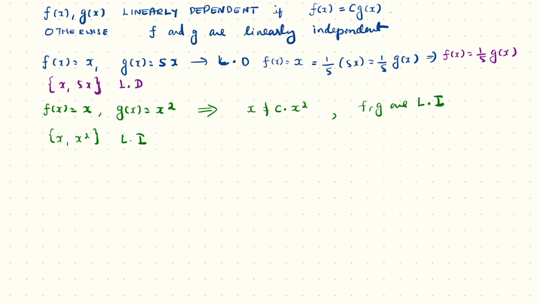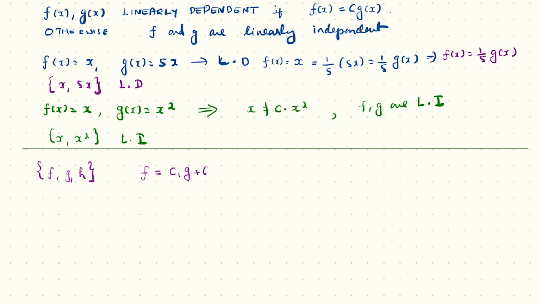What if you have three functions together? The answer is very simple. If you have three functions in a set, let's say f, g, h, we say this set is linearly dependent if you can write one function, it does not have to be f, as a linear combination of the other two. If that happens, this is linearly dependent. Otherwise, if it doesn't happen, then it becomes linearly independent.